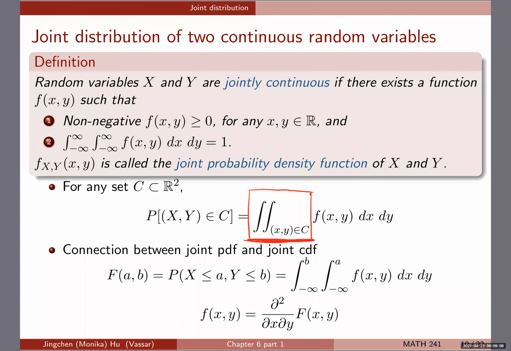And then of course, for pretty much everybody, this will be more like a review because of the partial derivative. If I know the joint CDF, how can I get the joint PDF? I have to take the partial derivative twice in this case. Okay, so we're going to see examples as well.